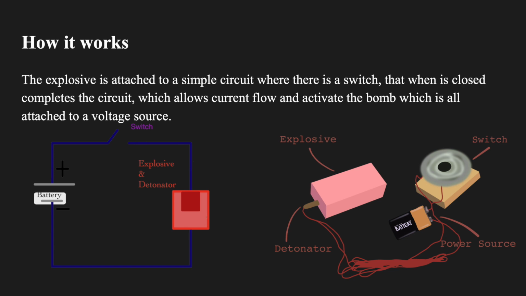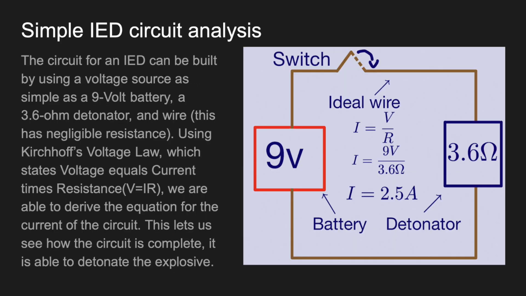How an IED works. The explosive is attached to a simple circuit where there's a switch that, when it is closed, completes the circuit, which allows the current to flow and activate the bomb, which is all attached to a voltage source. The circuit for an IED can be built by using a voltage source as simple as a 9-volt battery, a 3.6 ohm detonator, and a wire. Wire has a negligible resistance.